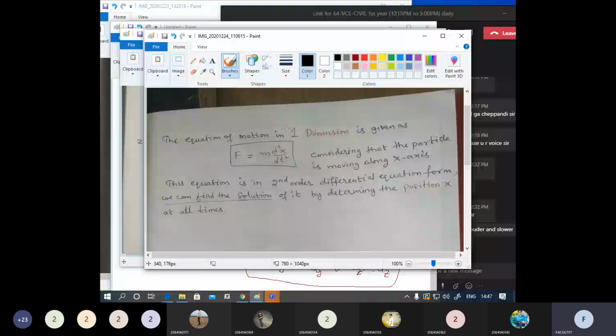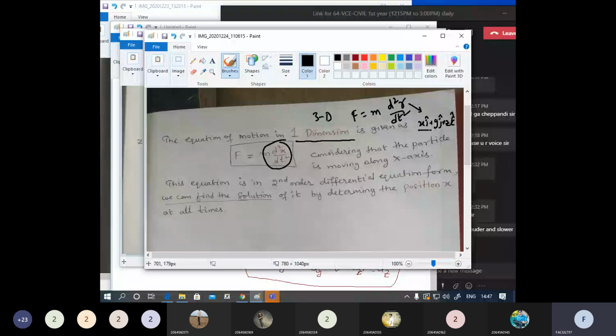Now this is regarding one dimension. What is the change if you want to convert this into 3 dimensions? If you want to write it in 3D, we write F equals m into d square r by dt square. That gives the 3-dimensional space because r gives x i cap plus y j cap plus z k cap.